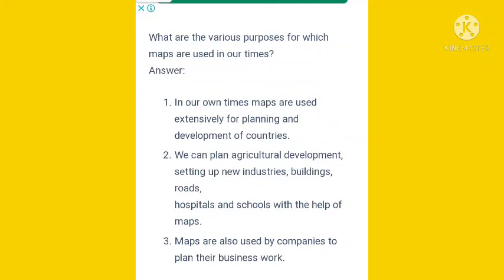Next question: what are the various purposes for which maps are used in our times? Answer: in our own times, maps are used extensively for planning and development of countries. We can plan agricultural development, setting up new industries, buildings, roads, hospitals, and schools with the help of maps. Maps are also used by companies to plan their business work.